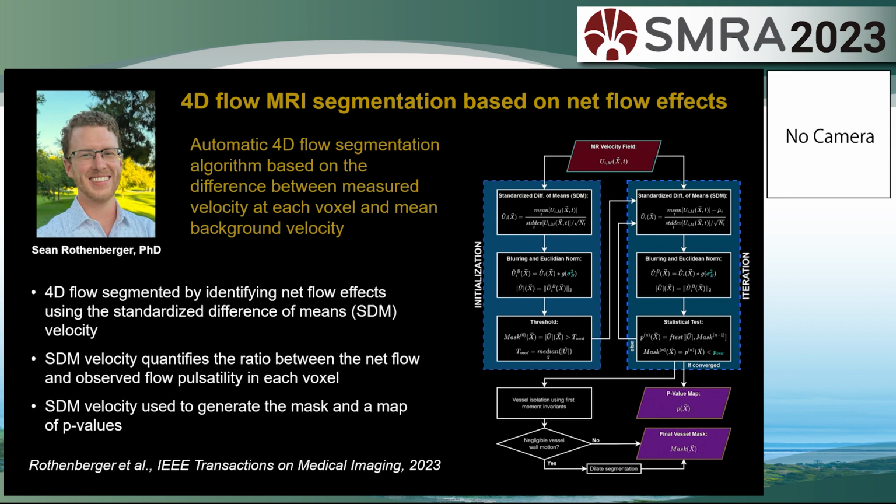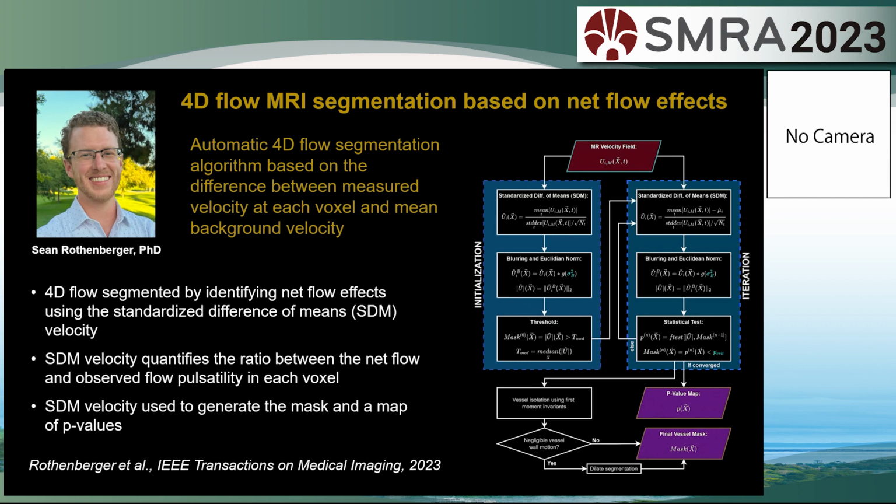So the efforts in our lab on error analysis of 4D flow MRI are spearheaded by my student Sean Rosenberger, and Sean recently got his PhD and joined one of the imaging startups in Silicon Valley. But he started from looking at the bias error of 4D flow MRI due to insufficient resolution of the flow structures. And then we proceeded with developing a method for automatic segmentation of 4D flow MRI data.